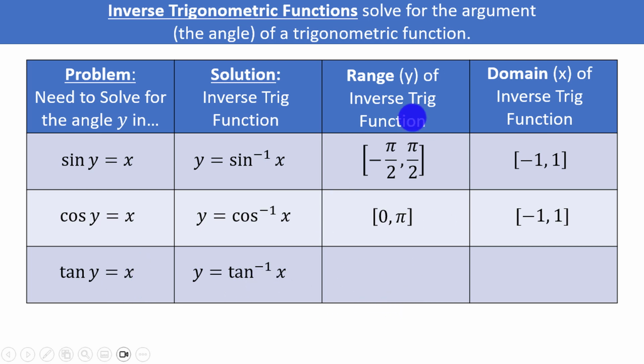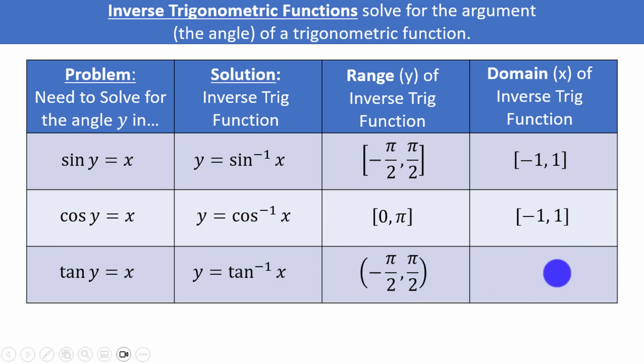And what is the range here? Well, it's going to be very similar to sine. It's going to be from negative pi over 2 to pi over 2. But we don't actually include the values pi over 2 or negative pi over 2. Why not? Well, because those are actually undefined values for tangent, right? So we cannot include those.